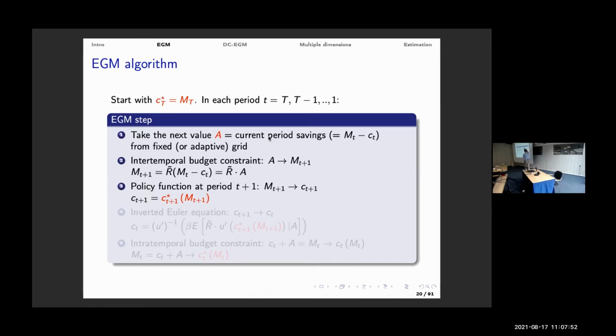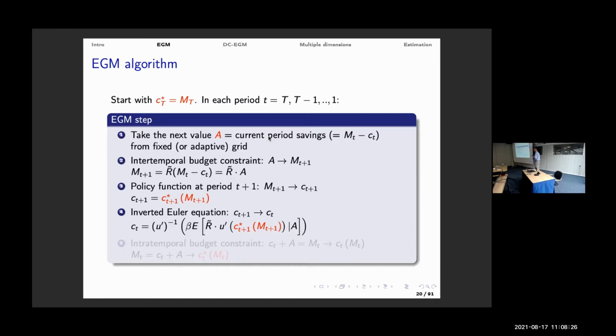Since we already have the policy function for the next period, because we're doing backwards induction, we always have the next period solution at hand. We can calculate the optimal consumption in the next period given that wealth, right? And then the key step: if the marginal utility function is invertible, we just invert the Euler equation. We can calculate the right-hand side of the Euler equation.